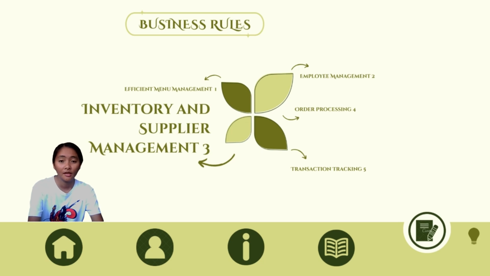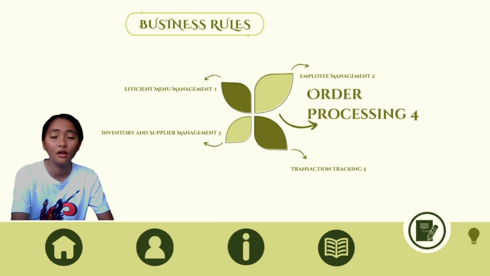Number 3. Inventory and supplier management. To ensure smooth operations, we need to manage our inventory effectively, including tracking items, quantities, and suppliers. Number 4. Order processing. We need a mechanism to handle customers' orders efficiently, recording details such as item ordered, quantities, and total amounts.